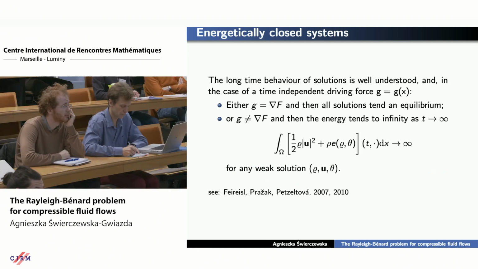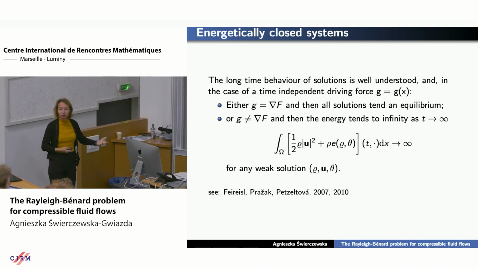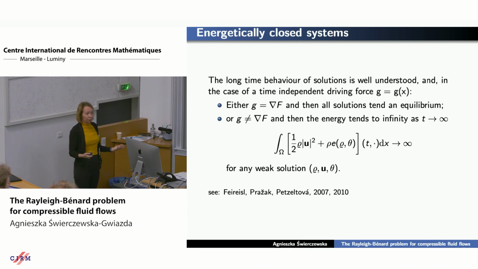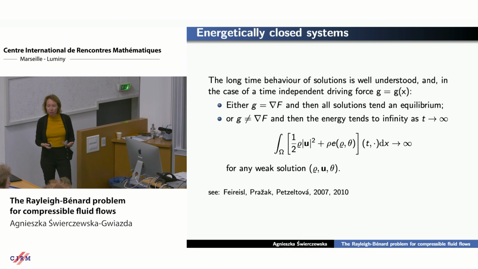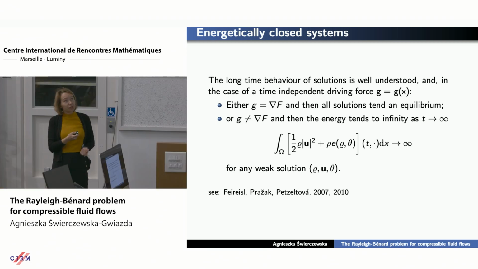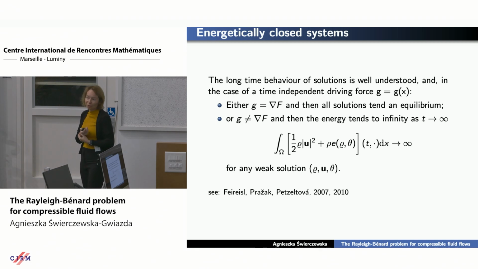Okay, and still about energetically closed systems, because the direction that I want to follow is to talk about the asymptotic behavior of solutions. So what happens in the long run? For energetically closed systems, it's quite well understood already. One could say the situation is a little bit boring, because if you have the mechanical force in potential form, then all solutions tend to equilibrium. But if this is not the case, then one can show that the energy tends to infinity for any weak solution.